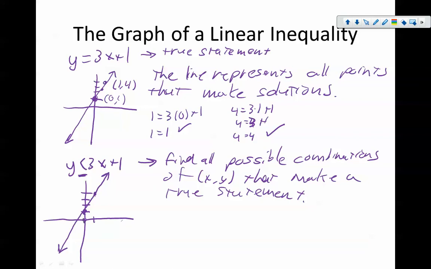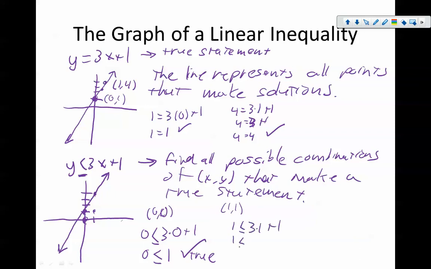Like, for example, let's plug in 0, 0. The point 0, 0: 0 is less than or equal to 3 times 0 plus 1. 0 is less than or equal to 1. That's a true statement, which means 0, 0 is a solution. What about the point 1, 1? If I'm going to plug this in, 1 is less than or equal to 3 times 1 plus 1, which makes 1 less than or equal to 3 plus 1, I did it again, which is 1 is less than or equal to 4. That is also a true statement. 1, 1 makes a true statement.